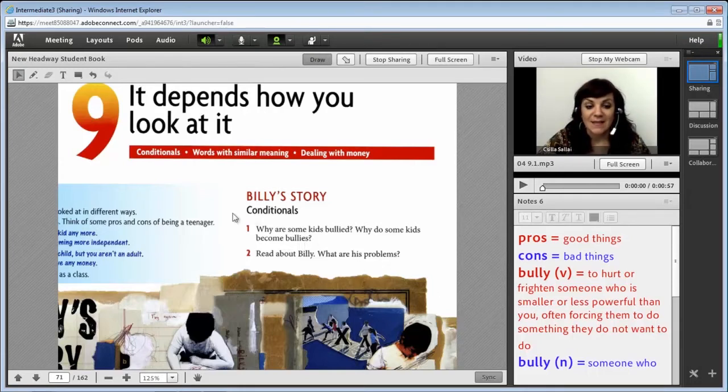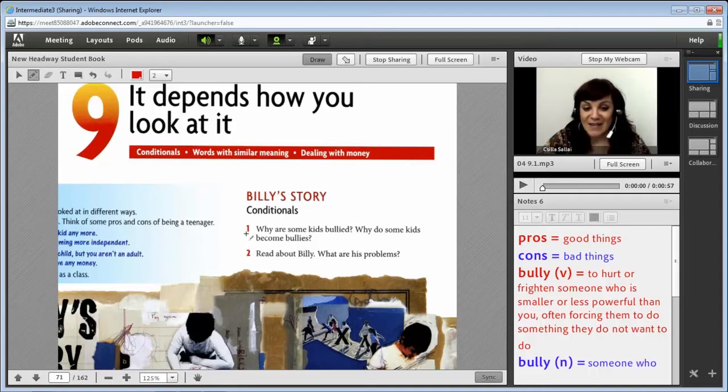Now please have a look at your student's book again. Exercise number 1, Billy's story. So the main character of this story that we are going to discuss later on is Billy. Billy is obviously a teenager, as you could guess, and if you look at exercise number 1, let's read the 2 questions together. Why are some kids bullied? And why do some kids become bullies?